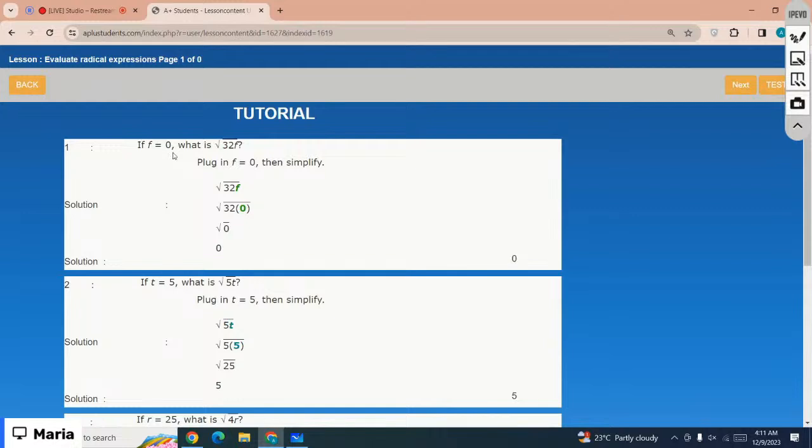If f equals 0, you have to evaluate square root 32 f. Simply replace f with a value. 0 means any number multiplied by 0 is 0. So 32 times 0 is 0, right?